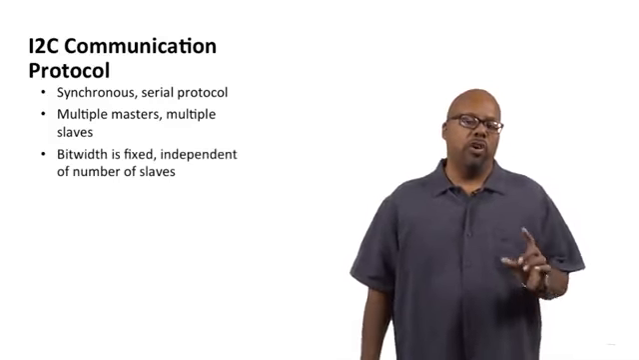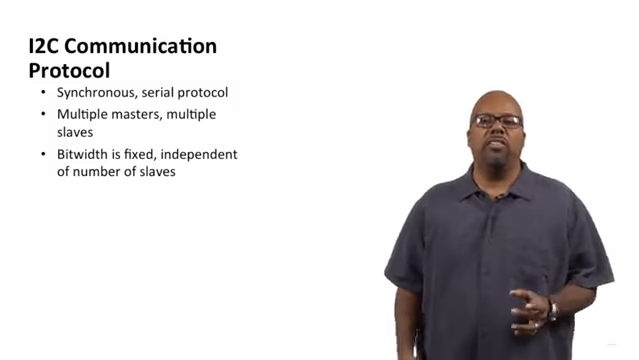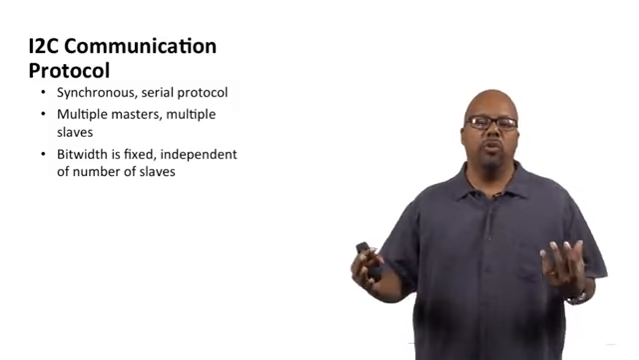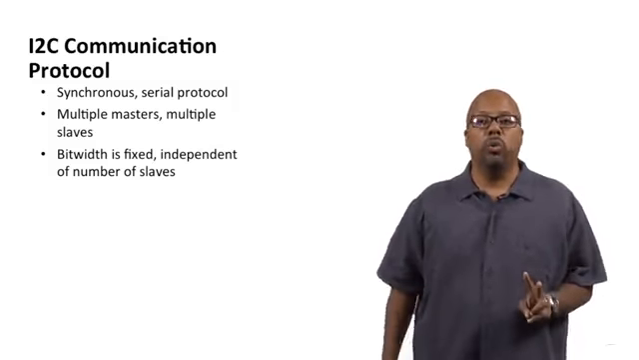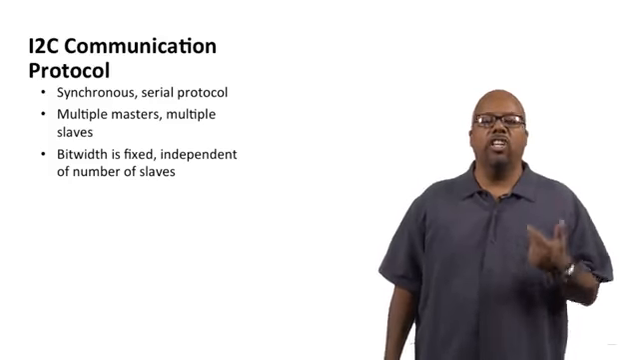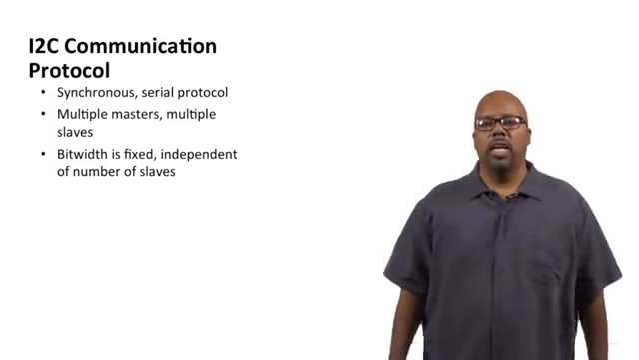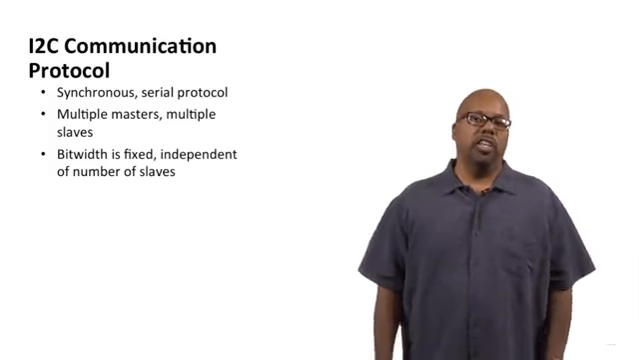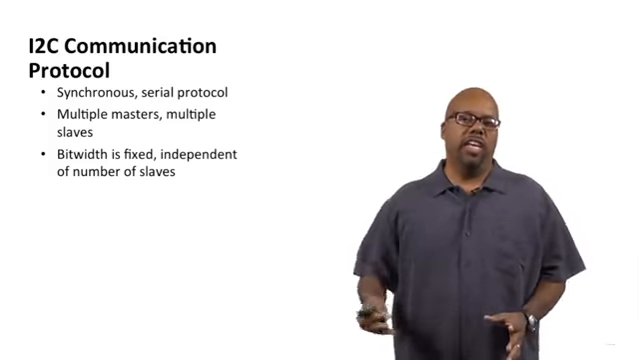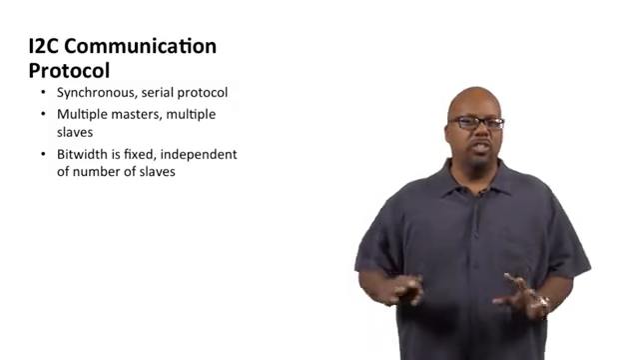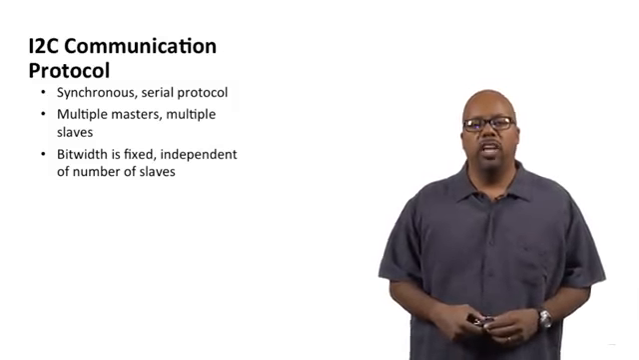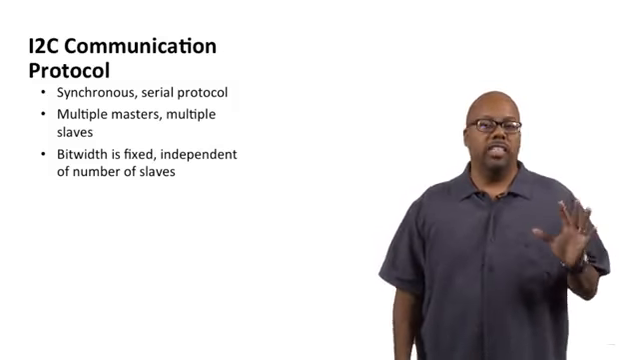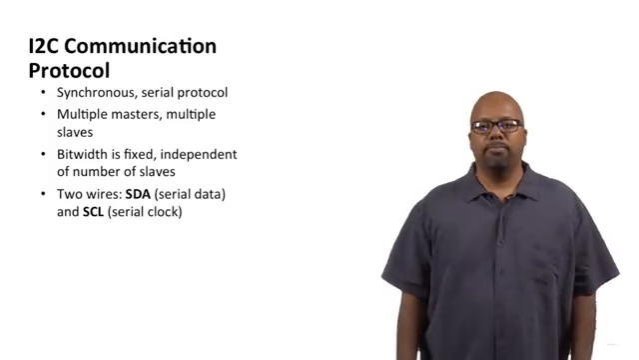Bit width is fixed. When I say bit width is fixed, the number of bits traveling between any number of devices on an I2C bus is fixed. It's always 2. There's the data signal and the clock signal, just 2. And it's independent of the number of slaves. There are other protocols where for every slave you have to add more bits. But with I2C, you can have as many slaves as you want, up to the limit that they enforce, and it's the same number of bits, 2 bits.